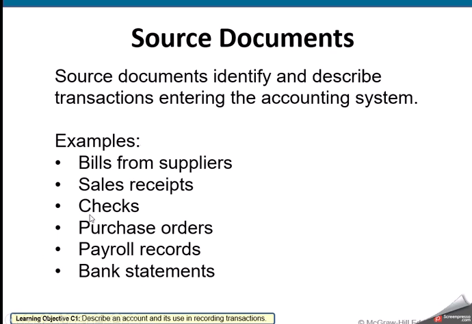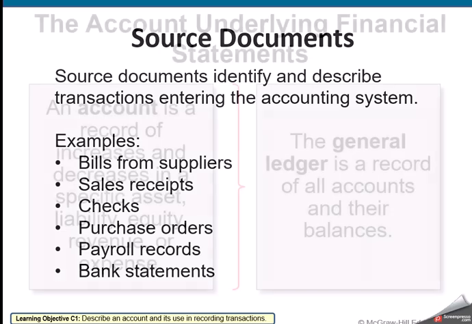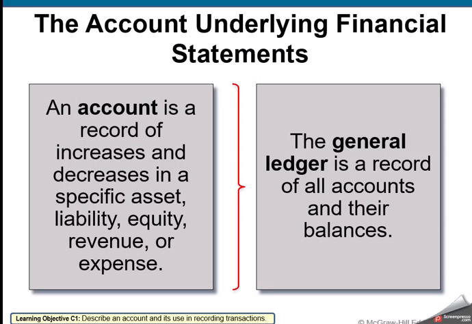So what type of source documents do accountants look at? They get bills from their suppliers. They have sales receipts when they sell something out. Checks come in, checks go out. They issue purchase orders to buy some product or larger material items. They pay payroll and have pay stubs and paychecks. And then there'll be bank statements that they need to reconcile to. So there's always documentation that we are going to trace things to and record things from.